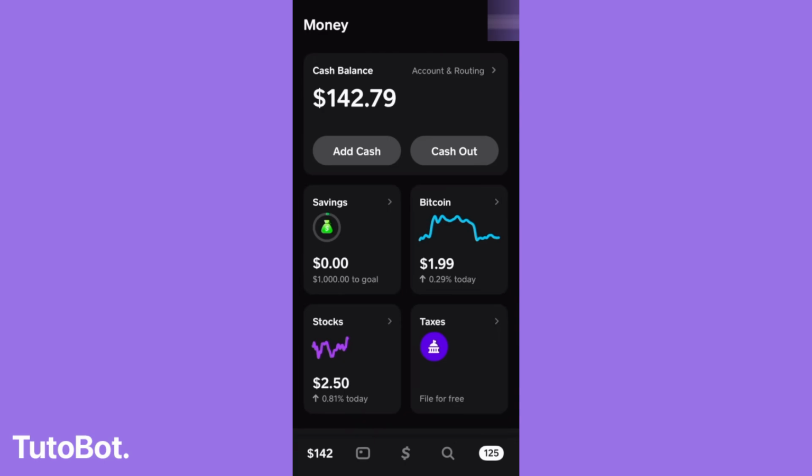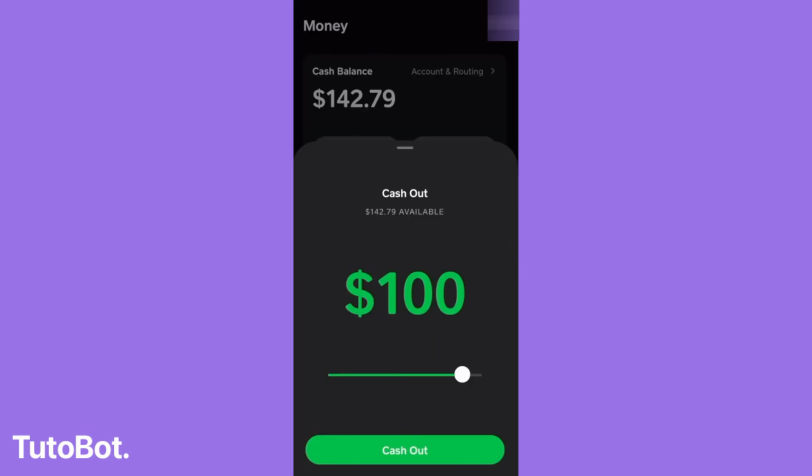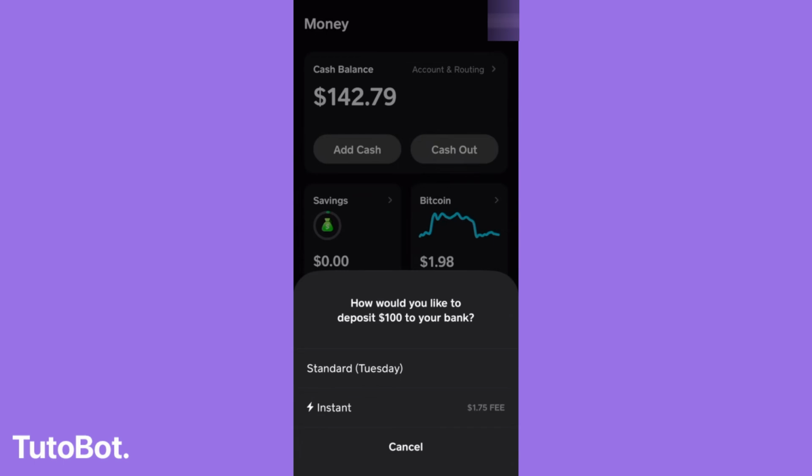Now, to transfer the money to your bank account, tap the Cash Out or Withdraw button. Enter the amount you want to transfer, then choose your preferred transfer method. If you select the standard transfer, the money will usually arrive in your linked bank account within 1 to 3 business days without a fee. If you need the money immediately, you can choose the instant transfer option, but an additional fee may apply.